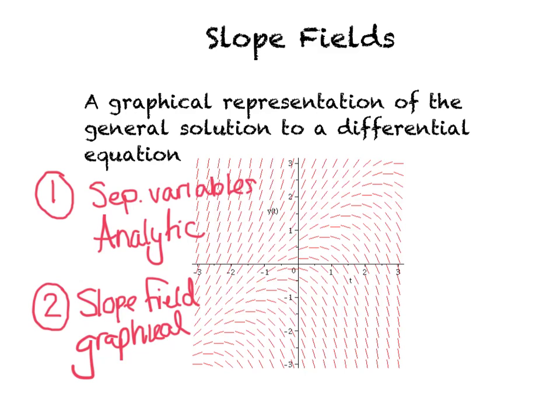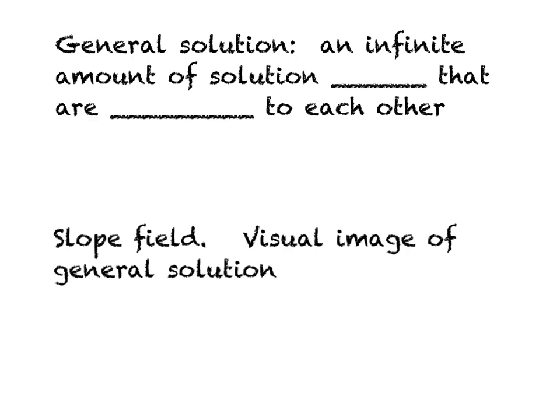So we're going to look at a lot of wild and crazy pictures, similar to one that looks like this, and we'll take them apart and see how they go. All right, so I do want you to copy this in your notebook here. A general solution has an infinite amount of solutions, which means that it has a plus c on it, that are parallel to each other.